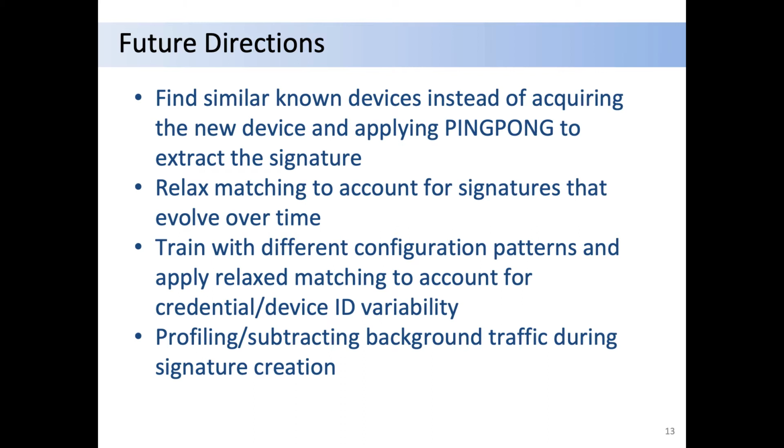They can relax matching to account for signatures that evolve over time. They have experimented with training different configuration patterns to apply relaxed matching, again, to account for credential or device ID variability. And the last thing they can do to make the algorithm more accurate is to profile or subtract background traffic during signature creation itself.